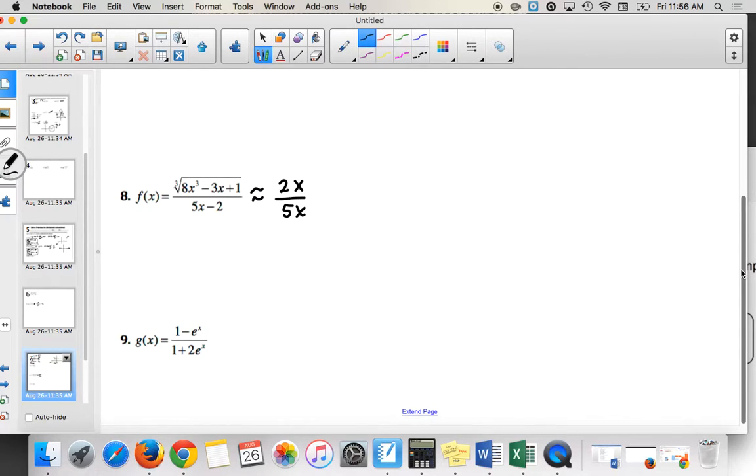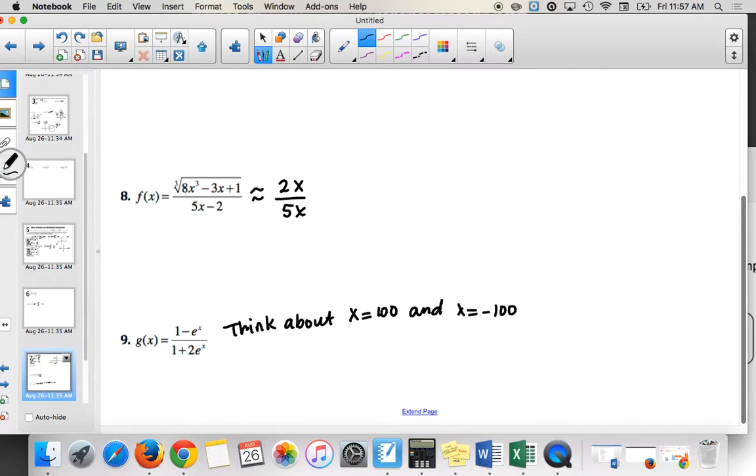And then number 9 is definitely the hardest. So I have 1 minus e to the x, and then I have 1 plus 2 e to the x. Okay, for this one, I just want you to think about positive and negative 100. Sometimes that kind of helps you logic through these problems.